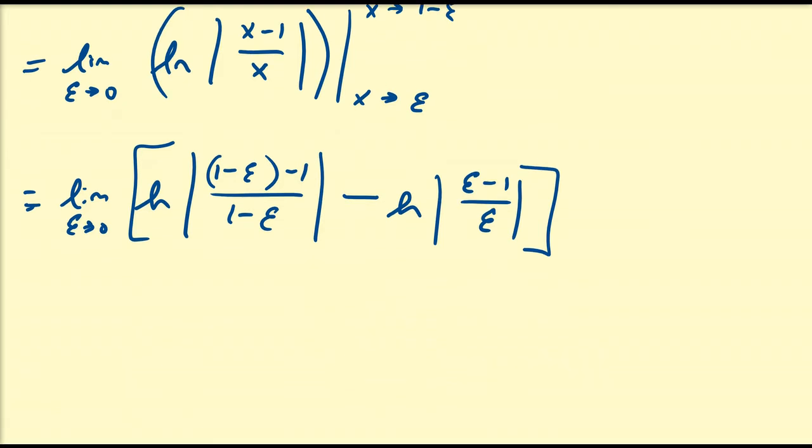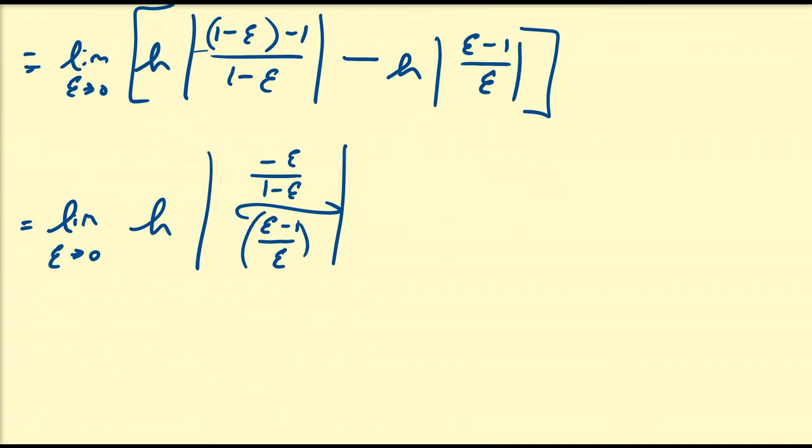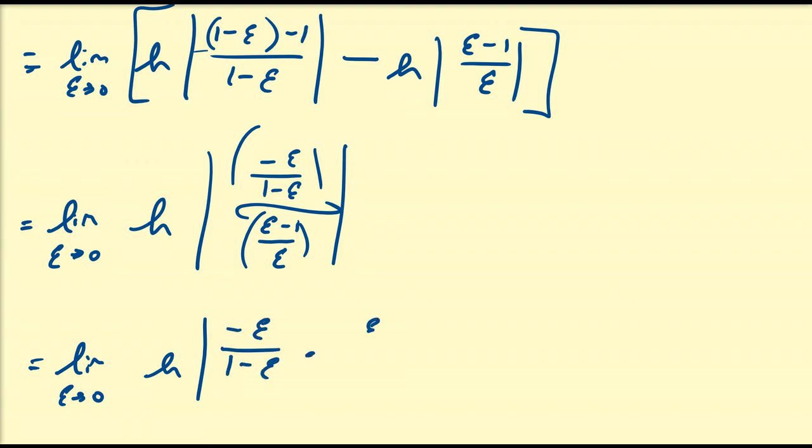We have two natural logs subtracted again, so we can divide their interior functions. We can rewrite this as the limit as epsilon goes to 0 of the natural log, with absolute value, of (1 minus epsilon minus 1), so the 1s cancel, so we have minus epsilon over 1 minus epsilon, all divided by (epsilon minus 1) divided by epsilon. So we can cross multiply our fractions. We have the limit as epsilon goes to 0 of the natural log of the absolute value of minus epsilon over 1 minus epsilon, times epsilon divided by epsilon minus 1.